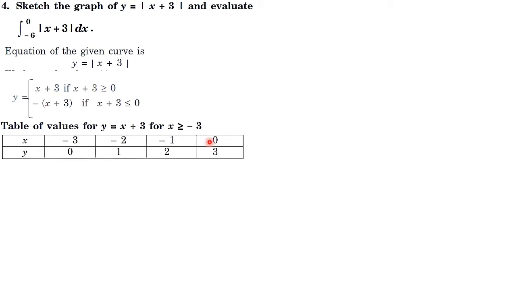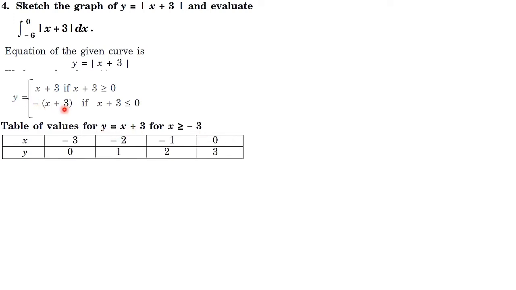When I put x equal to minus 3, y is minus 3 plus 3, that is 0. When x is minus 2, minus 2 plus 3 is 1. When x is minus 1, minus 1 plus 3 is 2. When x is 0, 0 plus 3 is 3. So we have got the first set of values for y equal to x plus 3.